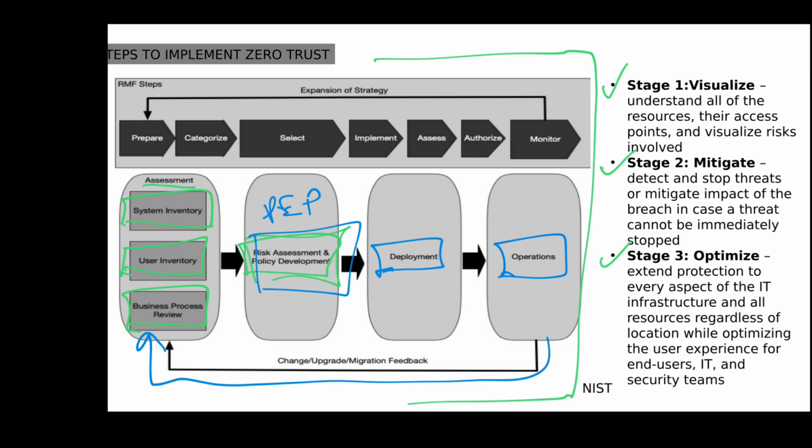It also follows the steps here on the expansion of strategy. We start with preparing, we categorize, we select, we implement, we assess, we authorize, and we monitor. So this is the same process that we are speaking to on implementing zero trust. After monitoring, we have information that we can use for improvement. This information we use as input, and we prepare again the process of implementing zero trust. So it's an iteration again, and we are always improving our network, and that is what continuous improvement in zero trust is.